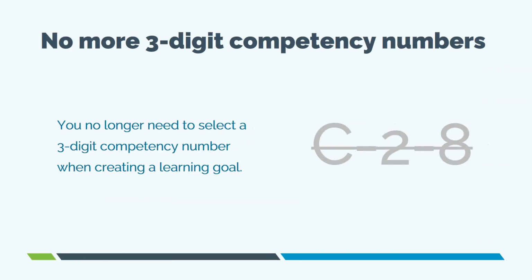Another change is about competency numbers. Registrants told us that finding the right 3-digit competency number for a learning goal could be difficult and time-consuming. Based on that feedback, you no longer need to select a number or code when creating a learning goal. This is one of the ways registrant feedback directly helped shape the updates to the program.